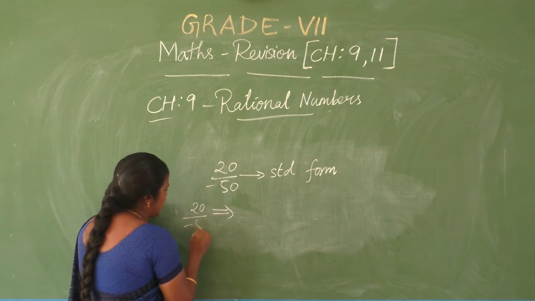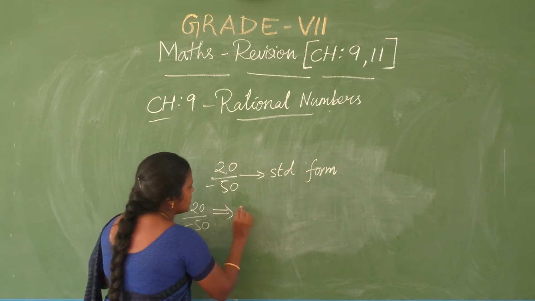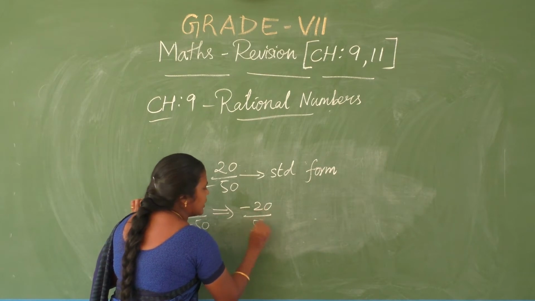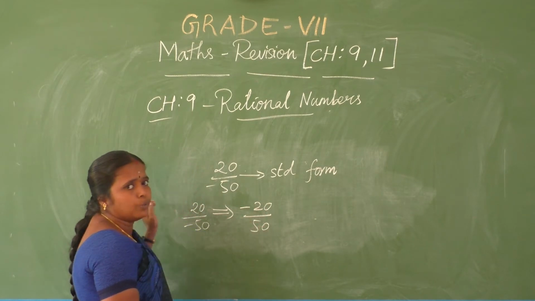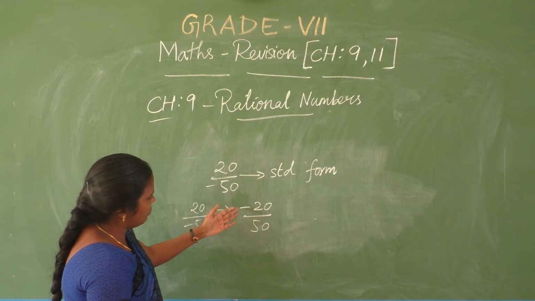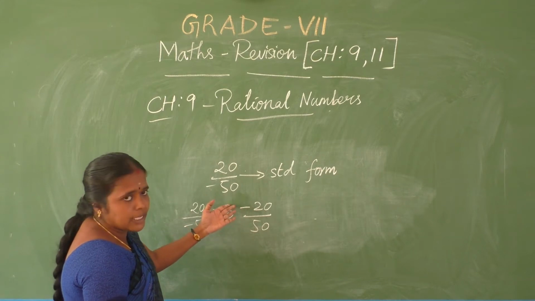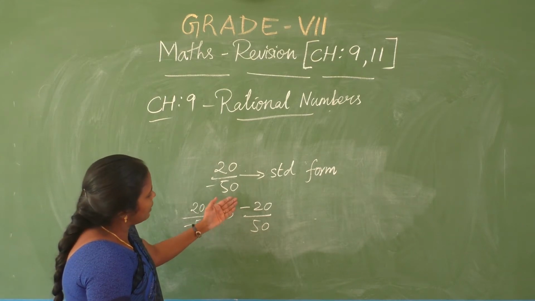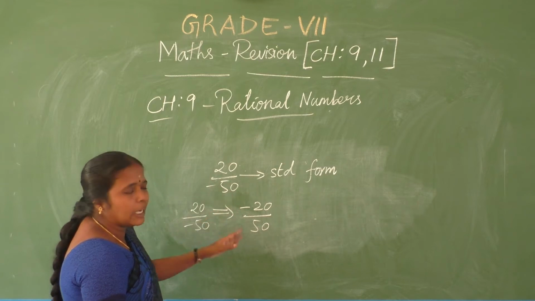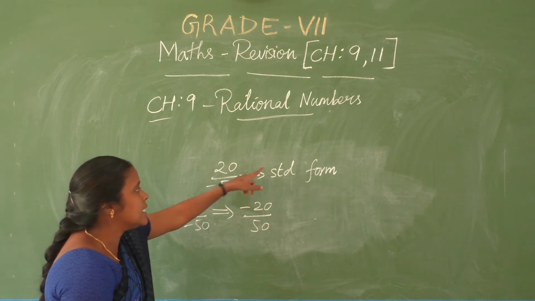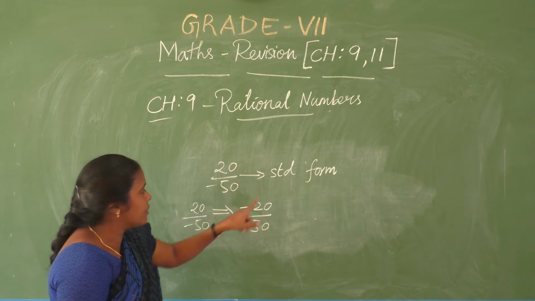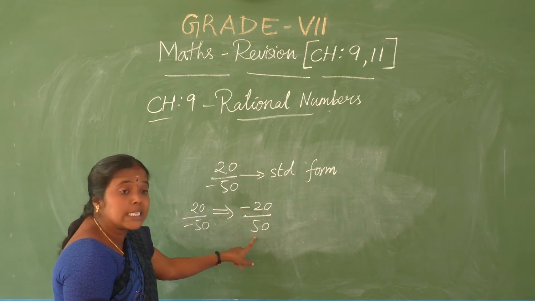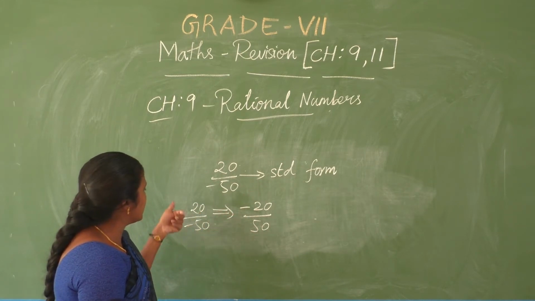20 by minus 50 can be written as minus 20 by 50. Anyhow, that is negative only, no? The division of negative and positive is always negative. Clear? Maybe they are kept down or upper. Anyhow, it is in the negative category only. But the condition of standard form is that our denominator must be positive. So I put this minus in the numerator.